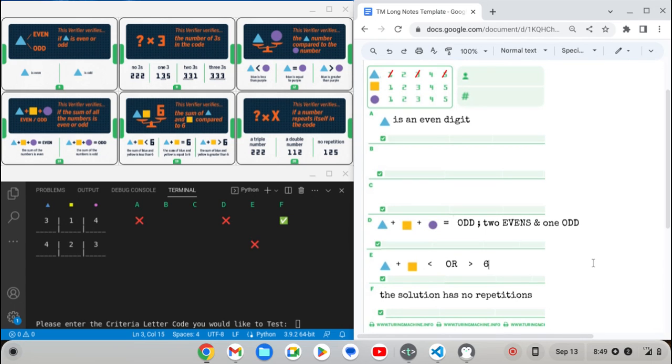So of course, as we stated, square must be the odd. So let's go ahead and cross out the evens in square. And similarly, we can cross out the odds in circle. So we're looking at an even, odd, even solution. Okay, so let's see. Will we be able to deduce?